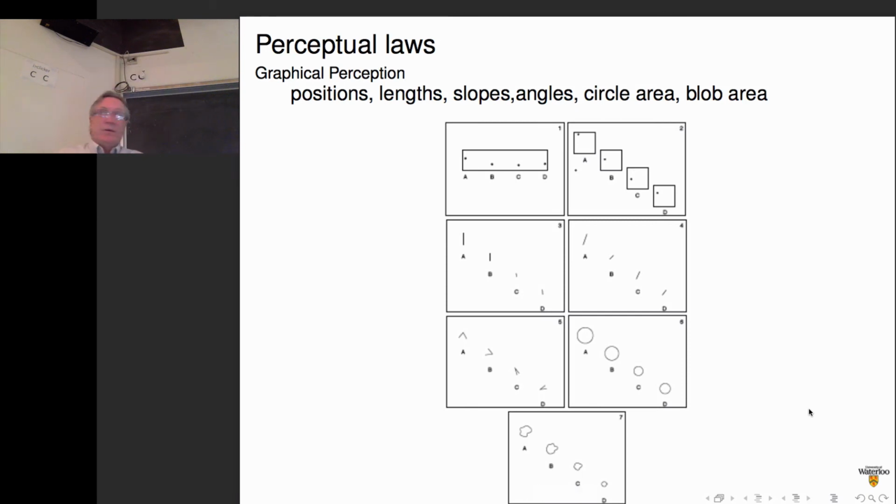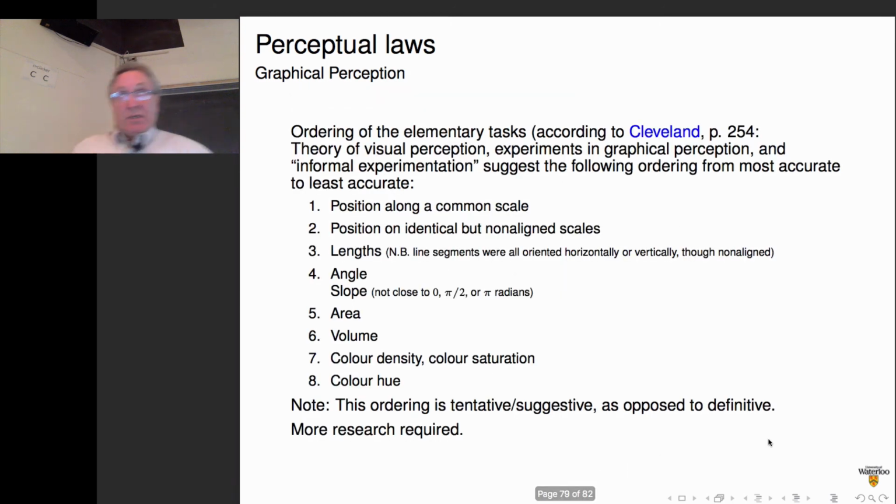For other things, experiments that they've done, they looked at the positions, again, along a common and aligned scale, common but non-aligned, right? So they have different boxes here, and lengths here that are oriented straight up and down, or oriented on angle here, looking at the slopes, angles, area compared to area, what is the actual value area, whether it's something nice and regular or just some irregular blob. So the results of these experiments produce the following ordering.